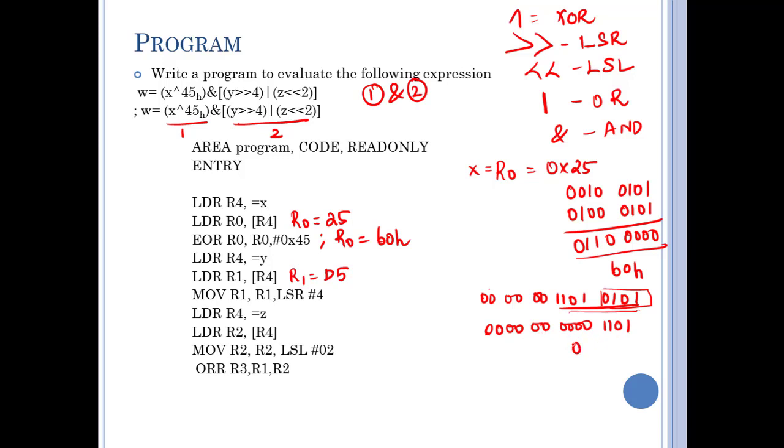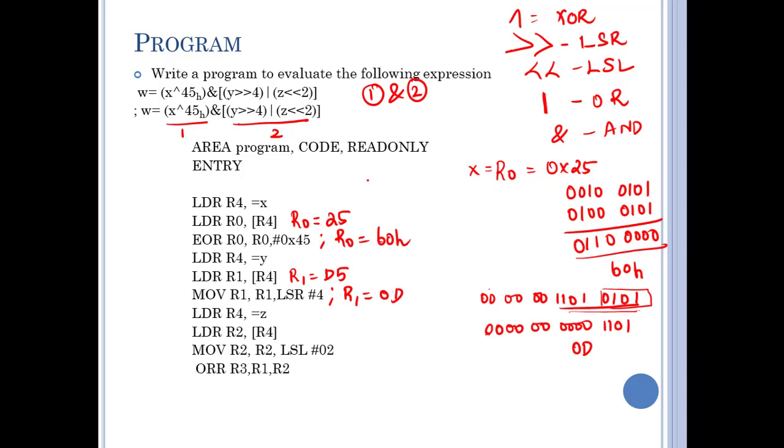So the result is 0D. That will be saved in R1 itself. So take the content of R1, logical shift right by 4. Store the content, R1 will be equal to 0D.